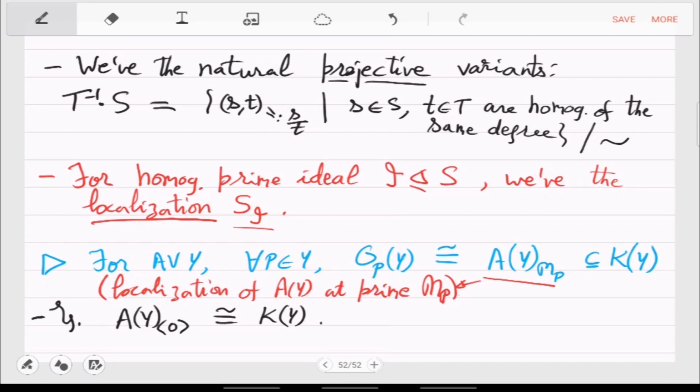So, only at 0, localizing at 0, you will get all the rational functions defined on Y. For everything else, you will get a proper subset, which is this ring. Why is it called localization? Oh, because of the picture.